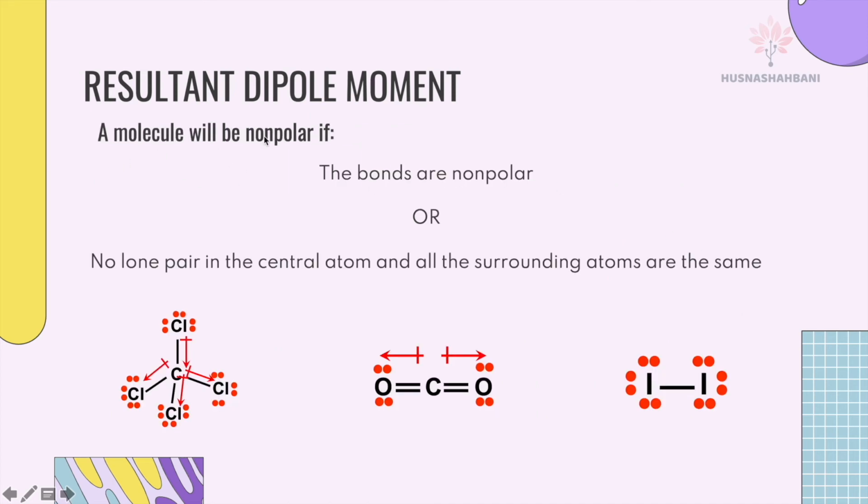A molecule will be nonpolar if the bonds are nonpolar. For example, this one. This bond is nonpolar, so this molecule is a nonpolar molecule. Or if there is no lone pair on the central atom and all surrounding atoms are the same. This is the central atom, all surrounding atoms are the same, and the central atom has no lone pair, which means this is a nonpolar molecule. For this one, carbon, the surrounding atoms are the same and the central atom has no lone pair electron. So this is a nonpolar molecule.